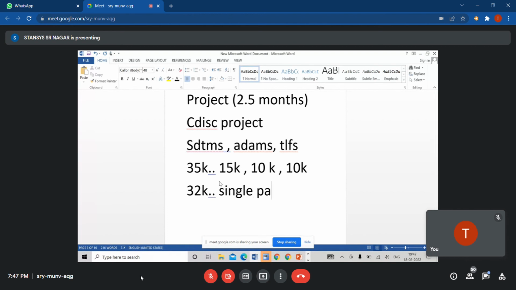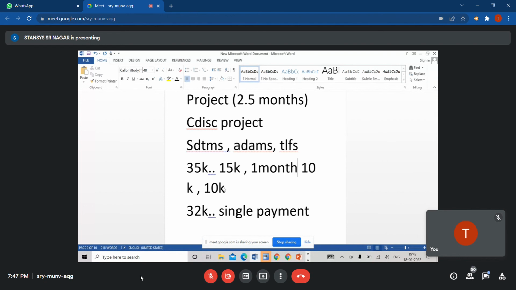Sir, what will be the duration for 35K, like the gap between 15K, 10K, and 10K? 1 month. Okay, understood. So 1 month, and after 1 month you can pay the next installment. What about installments for SAS base and advance?